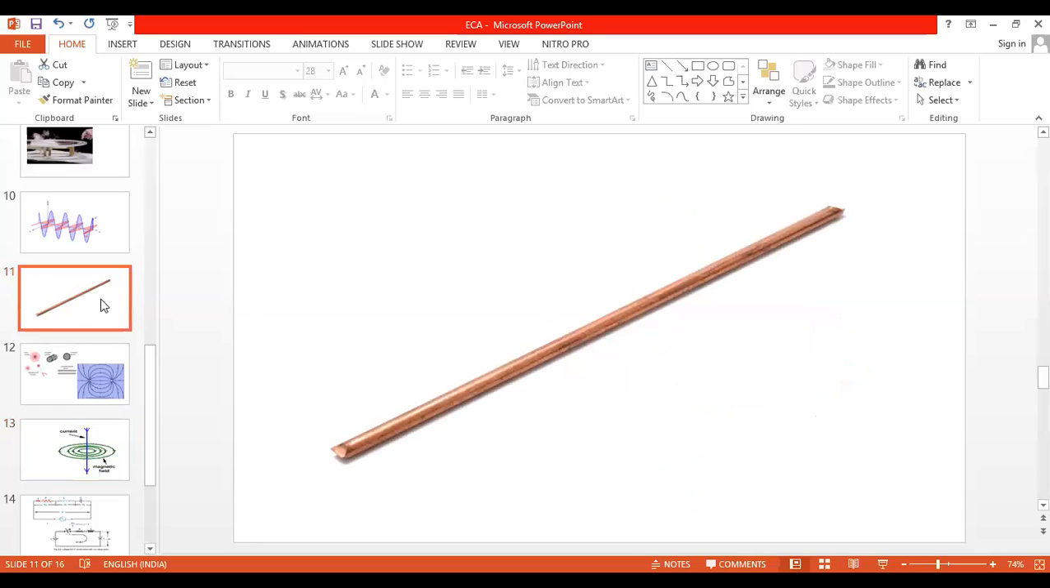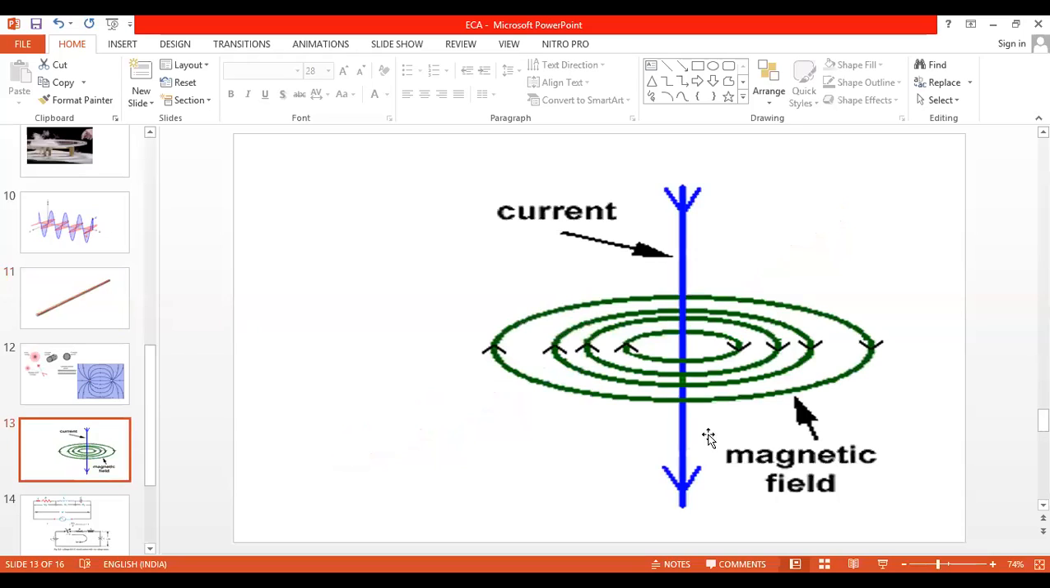So the first basic origin is, whenever a conductor is given to you, we assume that an electric field is completely developed across this conductor. Now whenever current flows through the conductor, a magnetic field is also created. So a current carrying conductor contains an electric field and a magnetic field. Show me that electric field and magnetic field.